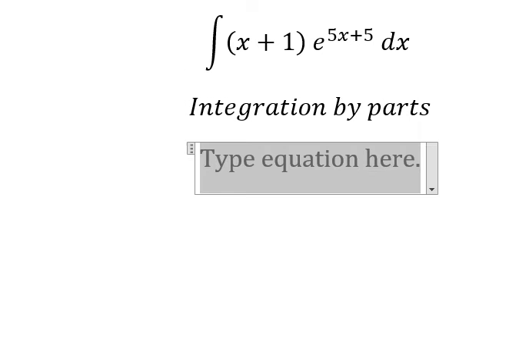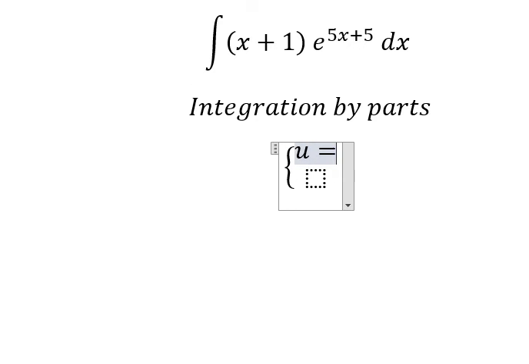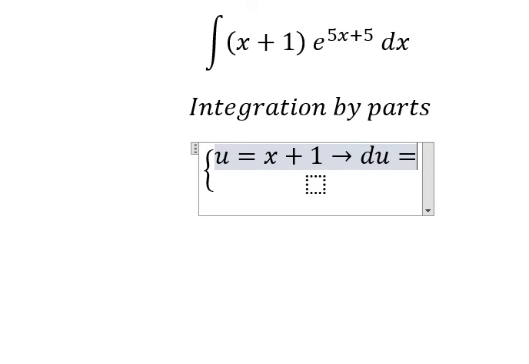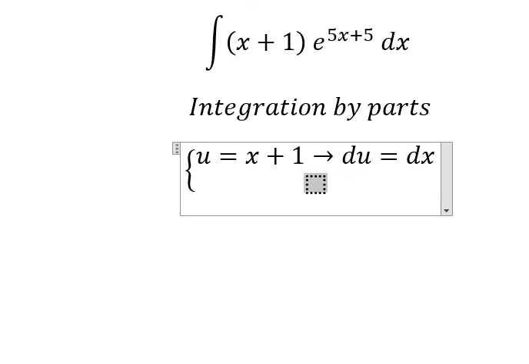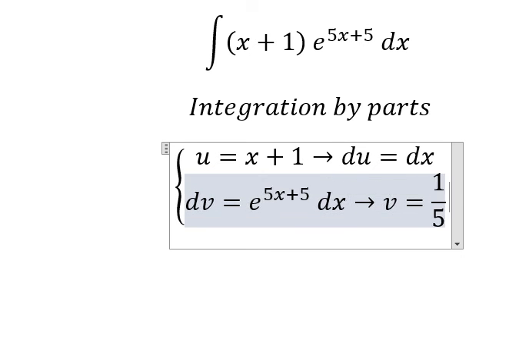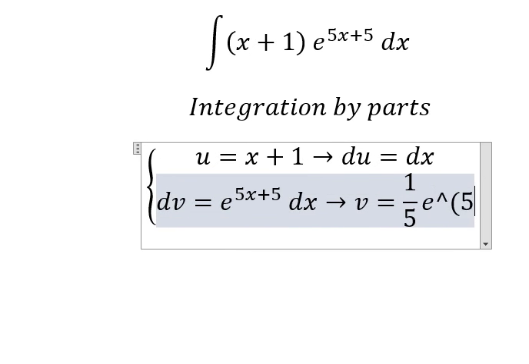So I will put u equals to x plus 1. Later we need to do the first derivative for both sides, and we have du equals to ds, and dv is about this one. The integration of this one, we have v equals to 1 over 5 e to the power of 5s plus number 5.